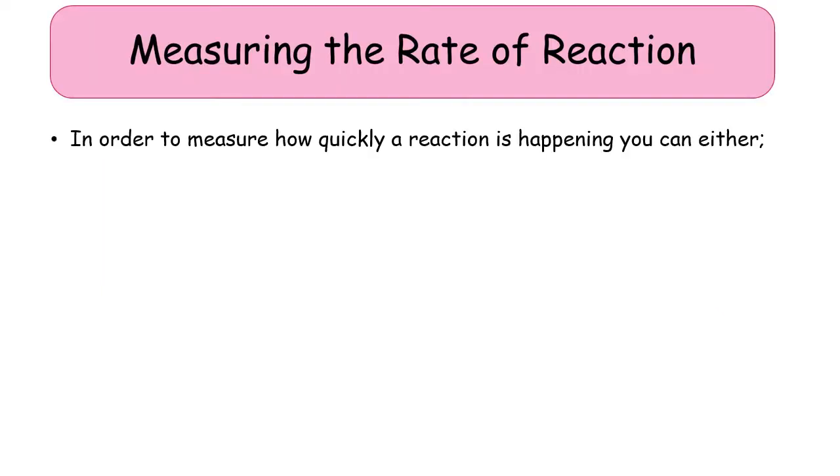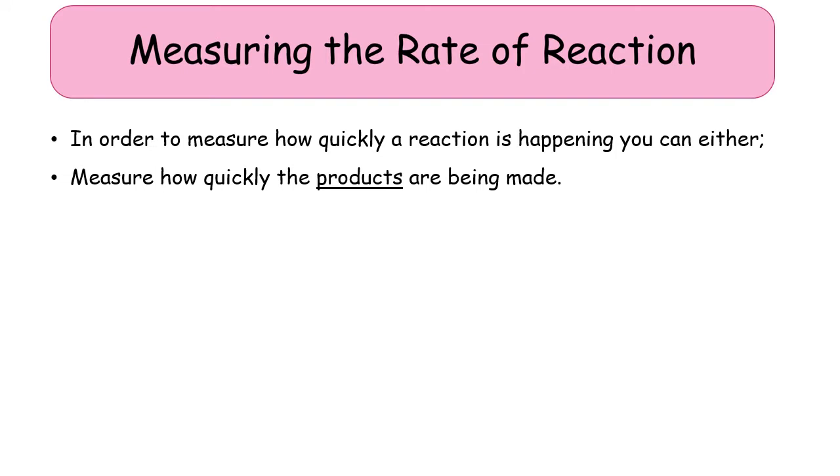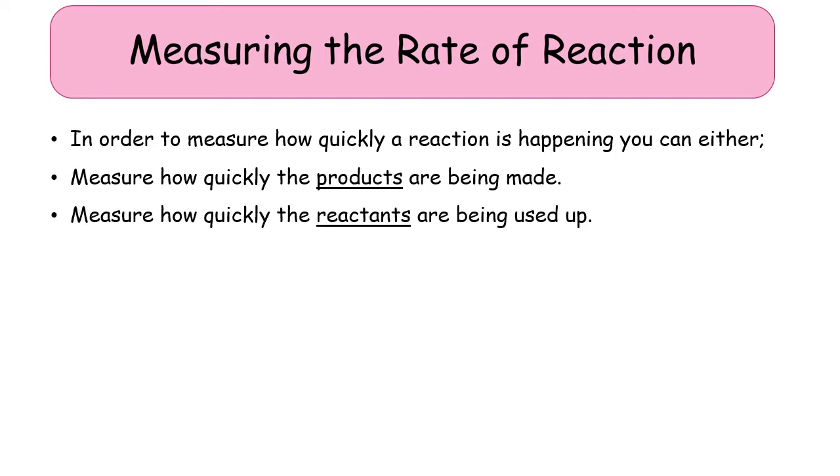So, measuring the rate of reaction. In order to measure how quickly a reaction is happening, you can either look at how quickly products are being made or how quickly reactants are being used up. So you're looking at a change in the amount of product or a change in the amount of reactant over time.